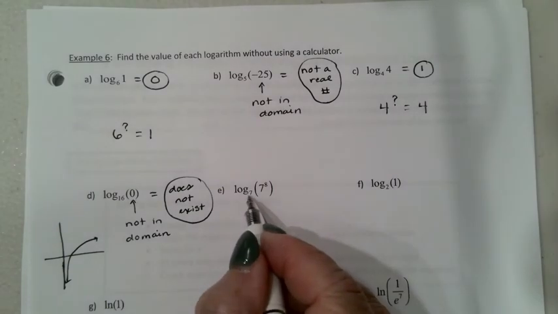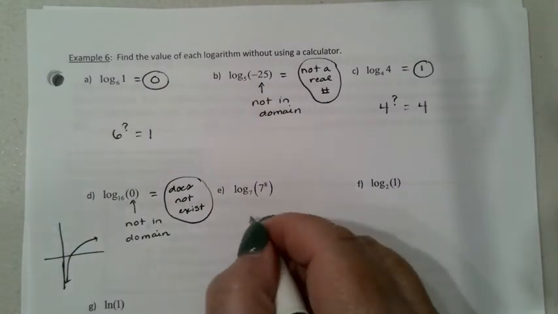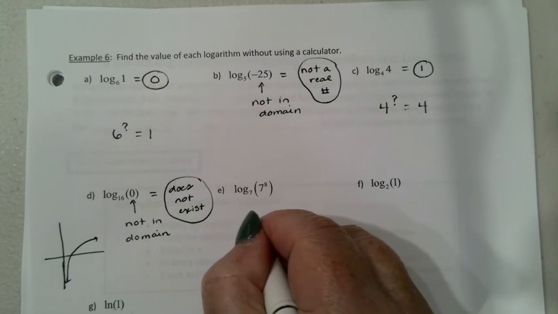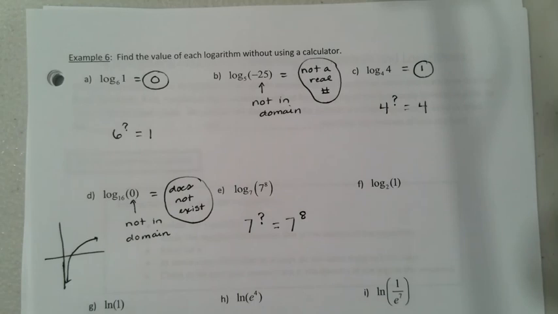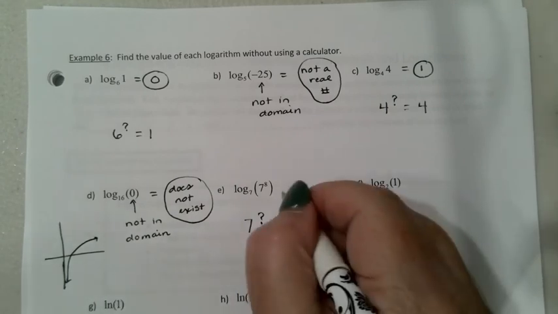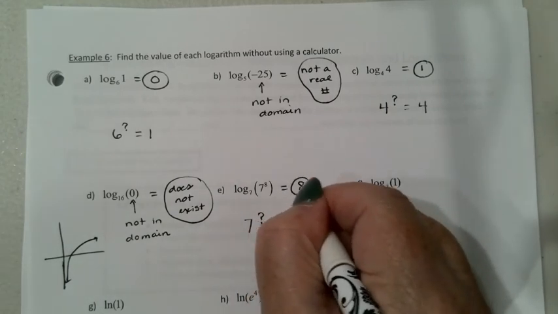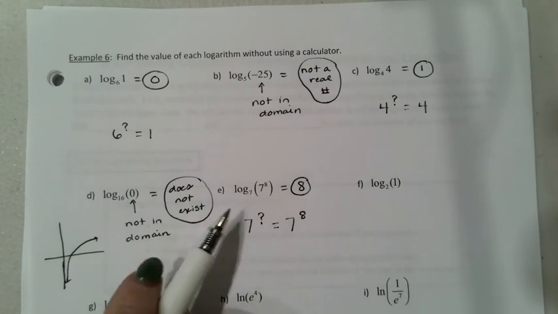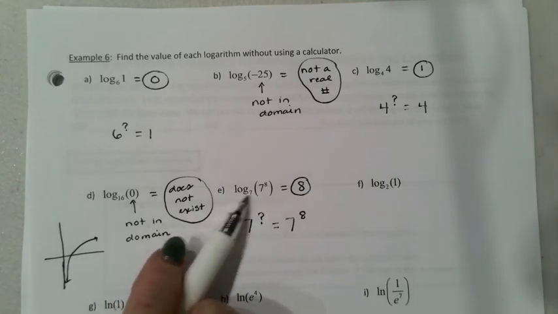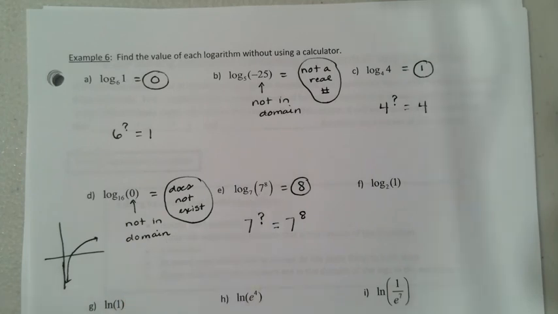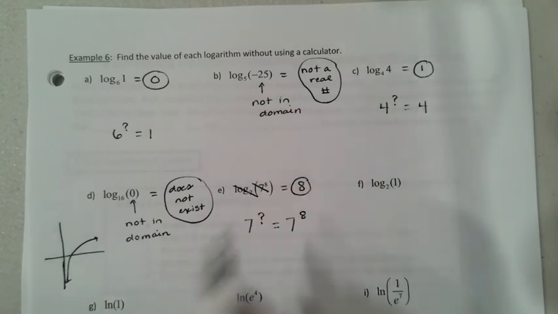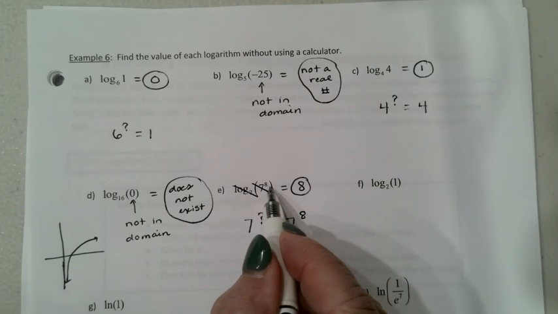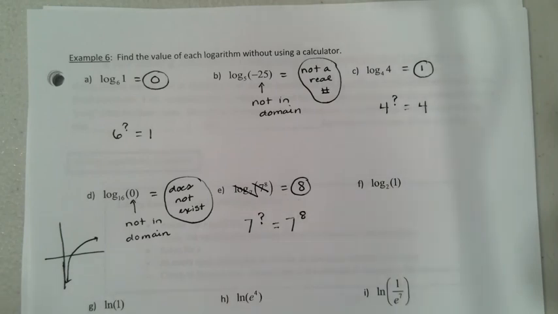All right, the log base 7 of 7 to the 8th power. So 7 to what power gives us 7 to the 8th power? Clearly that would have to be an 8. Alternatively, I could recognize the inverse functions here. The log base 7 and the exponential base 7 are inverses. When you have a composition of inverses, what do you get out? Well, just what you put in, in this case, the 8.